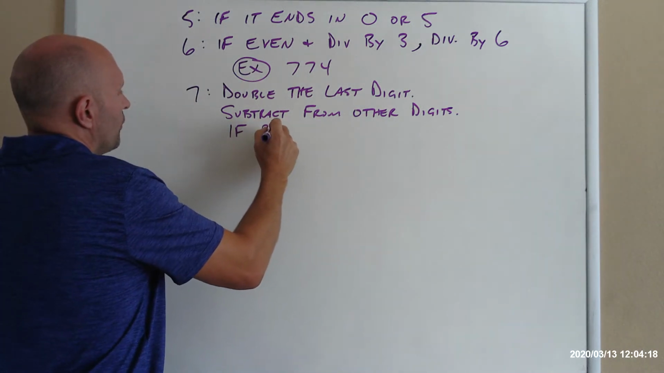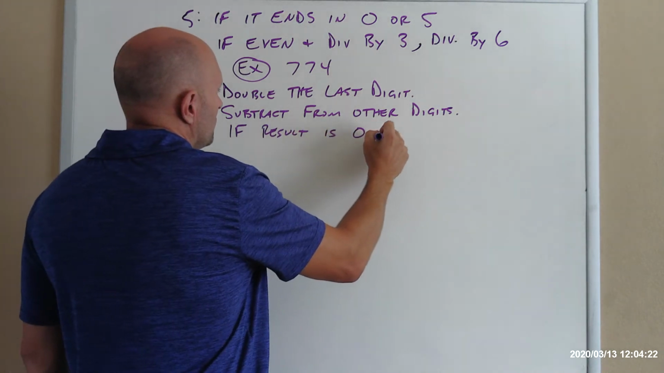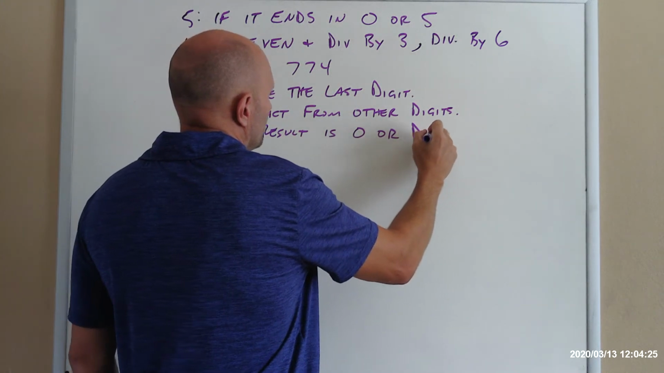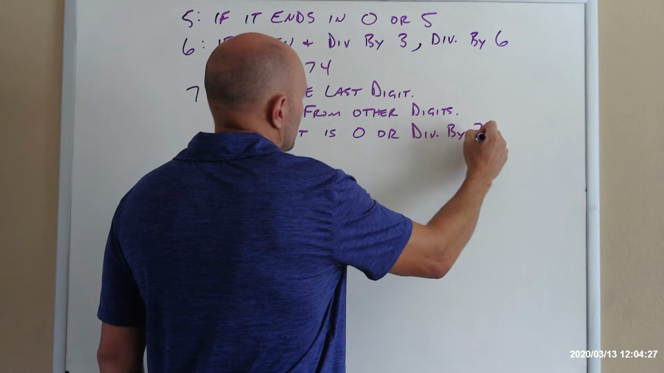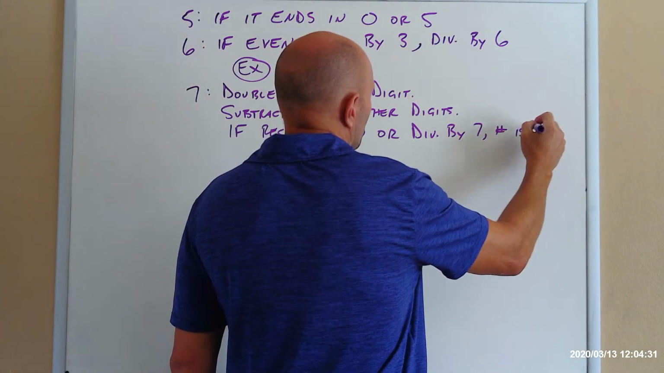And if the result is 0 or a number divisible by 7, then the whole number to start with is divisible by 7.